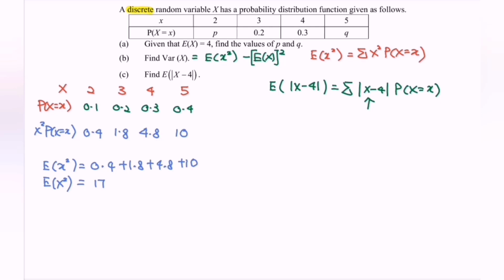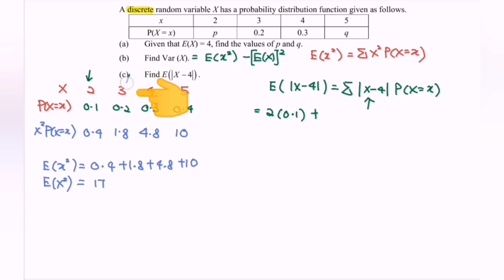Let's say we have 2. If we substitute the 2, we have 2 minus 4, where we have modulus. So the answer will be 2, because of the modulus, 2 minus 4, where we have 2. Multiply with the situation, focus on the 2, where we have 0.1.